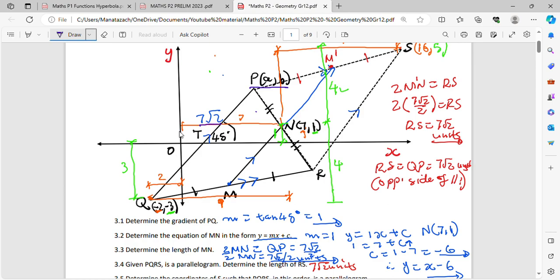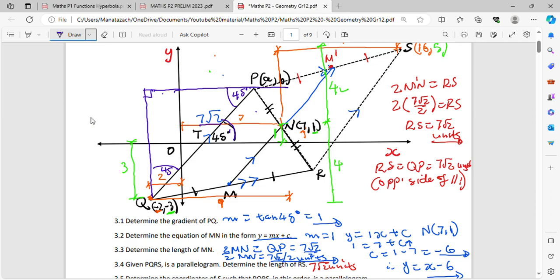So let's just construct a triangle between P and Q, here we'll draw a vertical line. So this is going to be a right triangle. So since this one is 45, this angle is 45, here will also be 45, and then here will also be a 45 degrees angle.